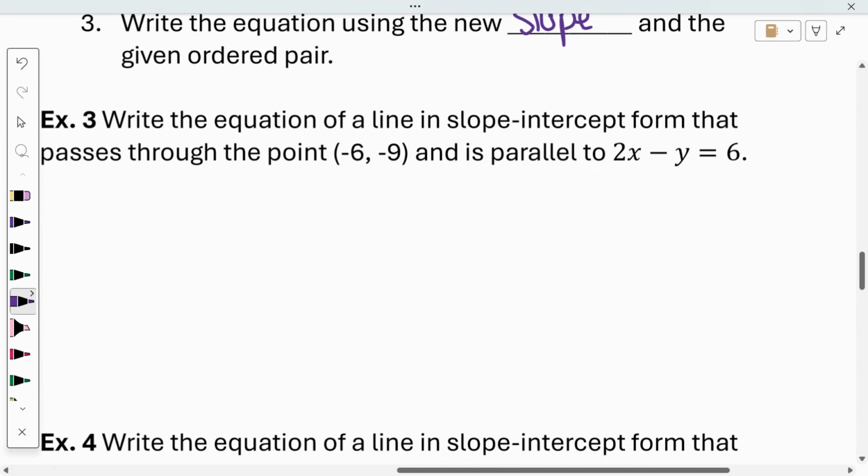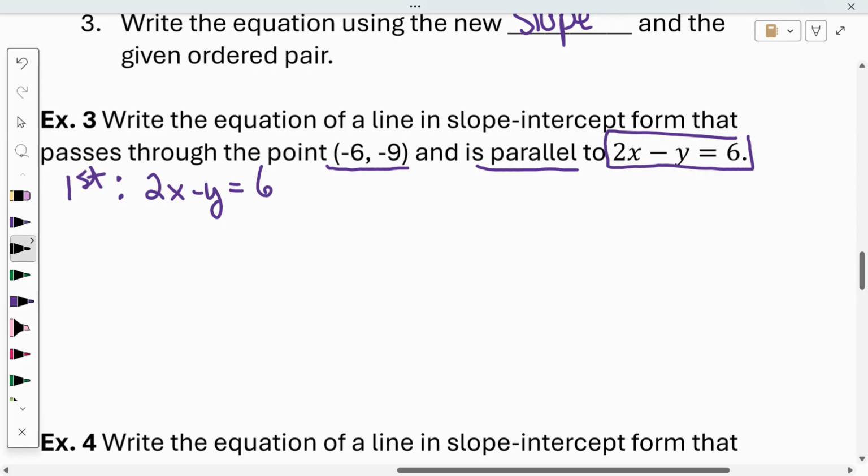So we're going to walk through those steps. So we're writing an equation of a line in slope-intercept form that passes through this point and it's parallel to this line. So we know that if it's parallel, that means it has the same slope. So the first thing I need to do is take the equation 2x minus y equals 6 and put it in slope-intercept form.